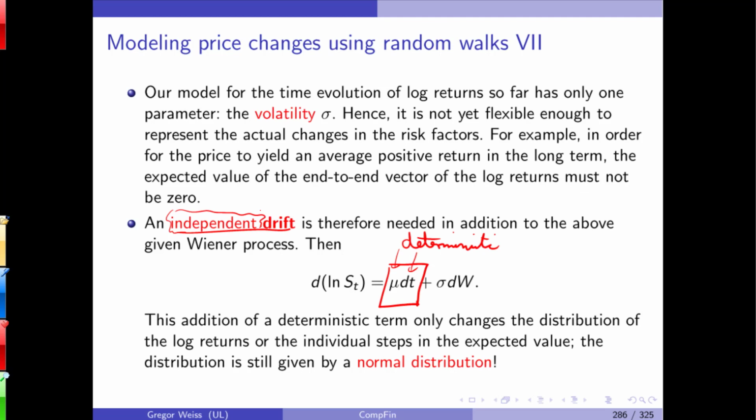Now this is something you might have seen if you have ever had a look at a textbook on risk management and option pricing, derivatives. You see, for example, something like this. The returns are modeled as mu dt plus sigma dWt. This is the differential notation of a stochastic process.